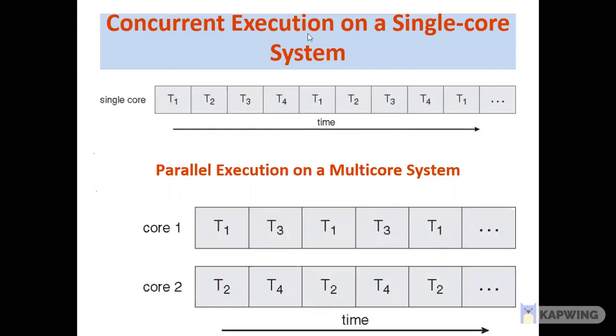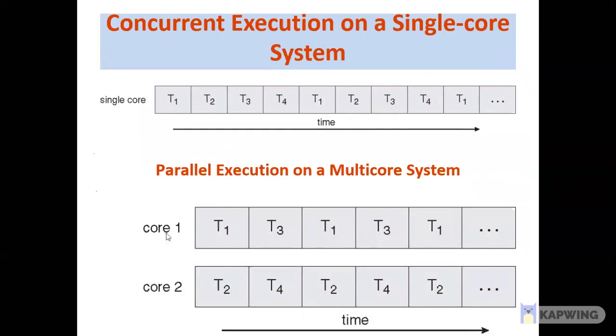Now listen here: concurrent execution on a single-core system. Single core means a single processor. What happens on a single core? T1 executes, T2 executes, T3 executes, T4 executes. Suppose you give 10 milliseconds to each process. After 10 milliseconds, T1 gets interrupted and T2 executes. After 10 milliseconds T2 finishes, T3 starts, then T4 starts. Again the chance of T1 comes. Likewise, this is single core.